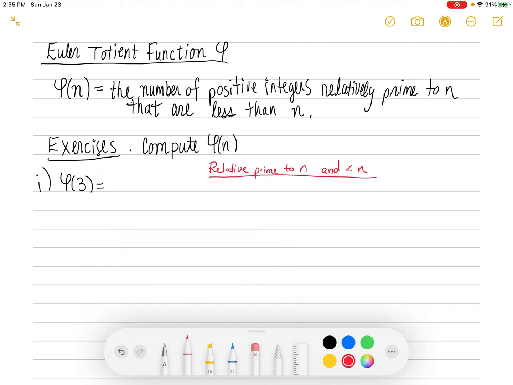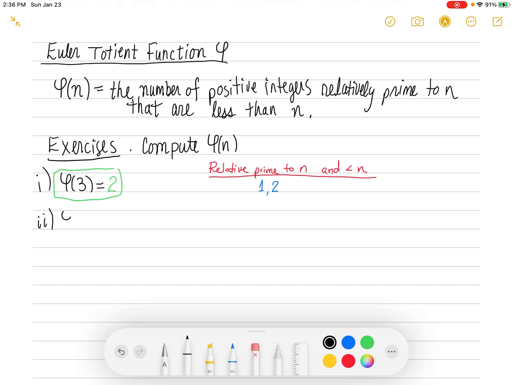So what's relatively prime to 3 and less than 3? 1 is relatively prime to 3, right? 1 and 3 have nothing in common except 1. And also 2 and 3 have nothing in common except for 1. We don't include 3 because 3 is not less than 3, so only 1 and 2. So there are 2 values here. So phi of 3 is equal to 2.